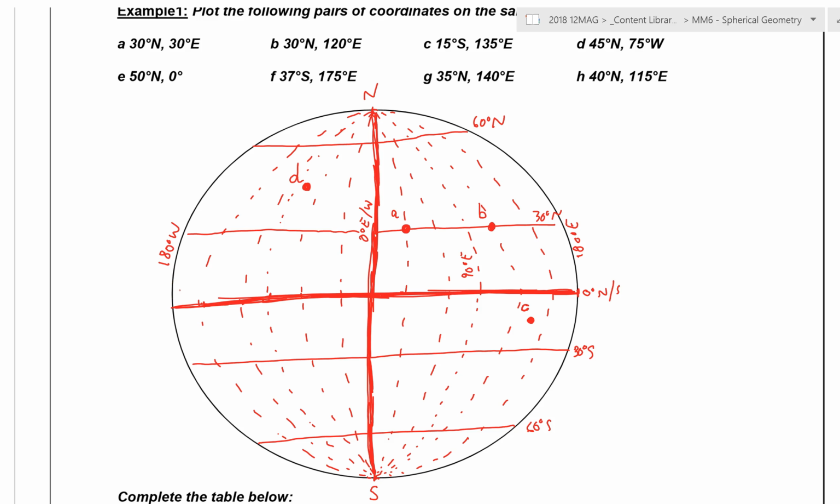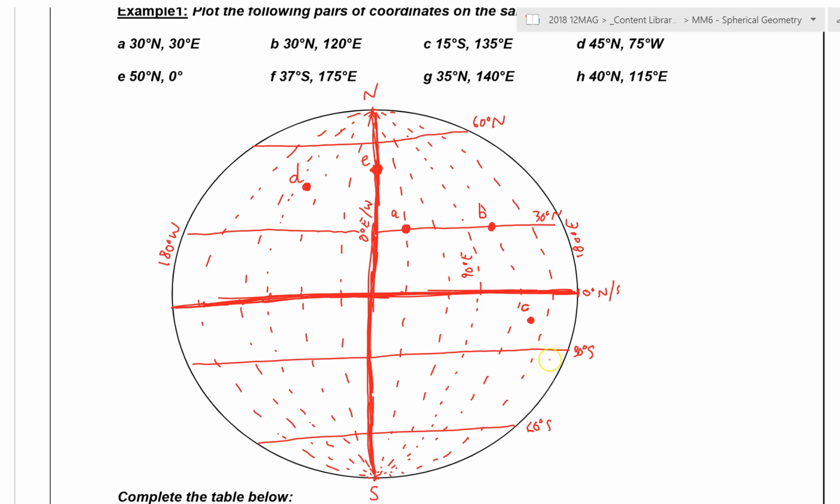50 north, and I've got 0 degrees. Now I could call that either east or west. Right, it means it's on the prime meridian. 50 degrees north. Right, so D was at 45. This is slightly more up here, 50 degrees north, 0 degrees east or west. That's E. F, 37 south, so down here somewhere, 175 east.